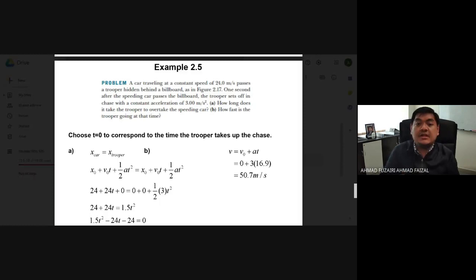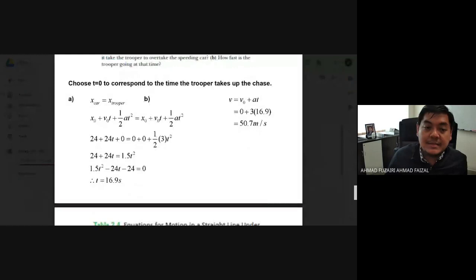Remember, to overtake the speeding car, there will be a time that you should understand. In order for us to overtake the car, there will be a time that both the car and the trooper have the same displacement, the same distance. Meaning that the car and the trooper should be side by side. So when we want to overtake, we should know how much time it takes to overtake the car.